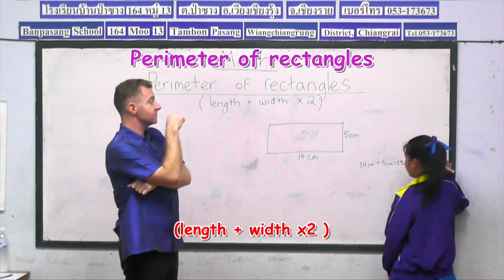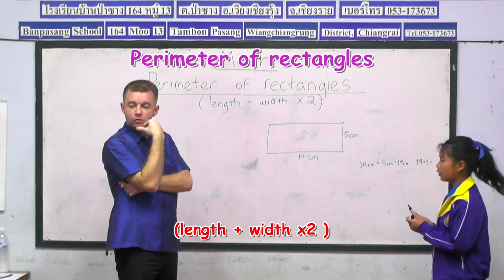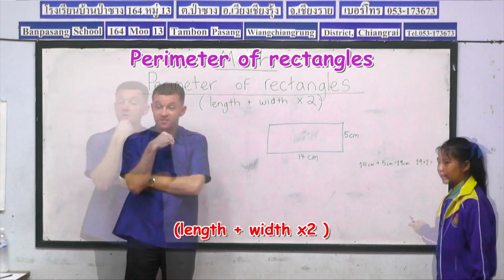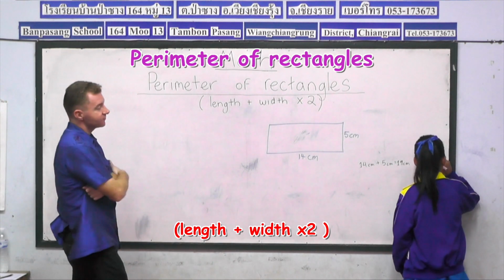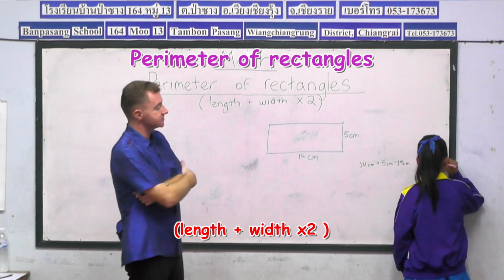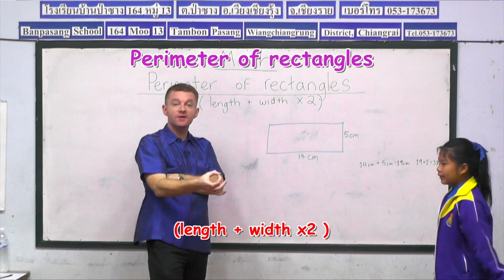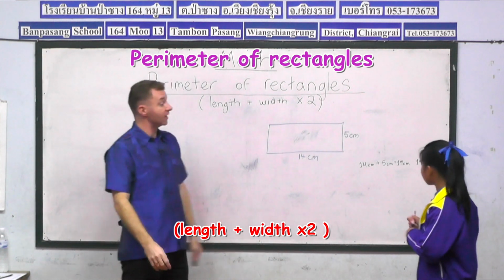So 19 times 2. What do we think, guys? 19 times 2. 38. Perfect. 19 times 2 equals 38 centimeters. And now we have our total perimeter of the rectangle. So Lakgao, can you write the answer inside the rectangle, please?